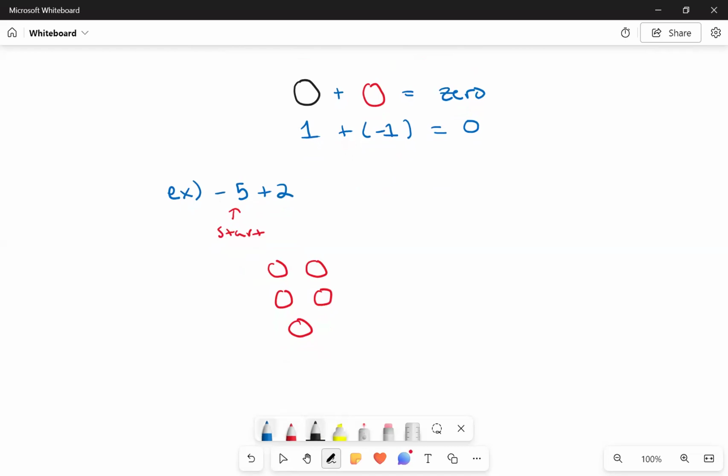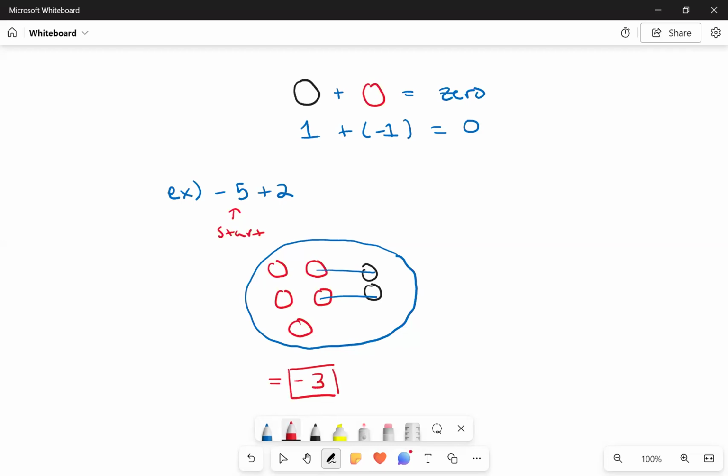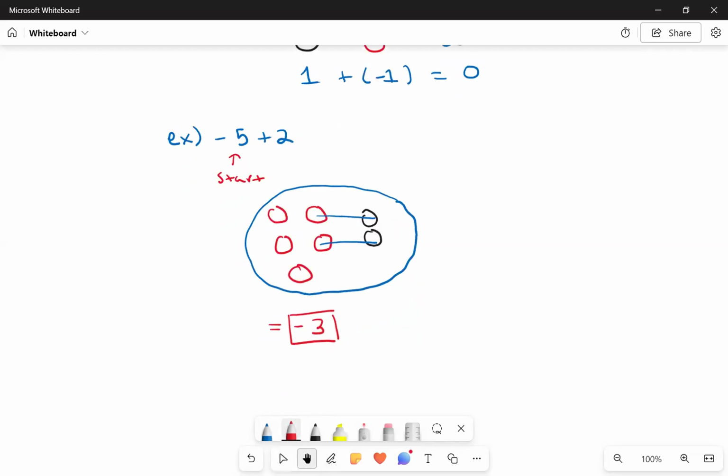Sorry, they usually have this circle that represents the universe, what's going on in our problem right now. So 5 red chips, and then I'm going to add 2 black chips to it. What happens is these chips end up canceling out, right? Because they neutralize, they become 0. And what I'm left with is 3 red chips when I'm done. So that would represent the number -3. And there you go. That's how you would model that with chips.